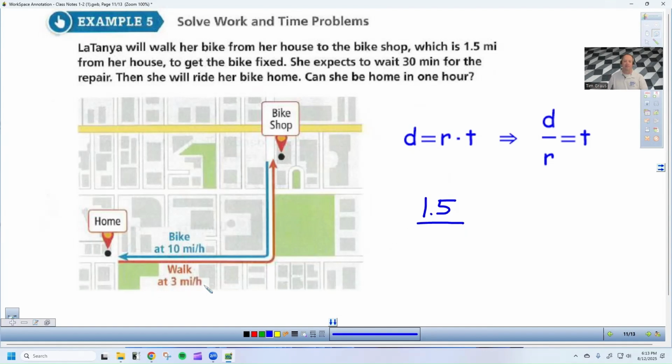It shows that down here in the illustration. She can only walk the bike because the bike's broken. She can't ride it. She walks at 3 miles per hour. So distance divided by rate. Well, 1.5 divided by 3 is equal to 0.5. That is half an hour. It says she's going to expect to wait 30 minutes for the repair. That's another half an hour.